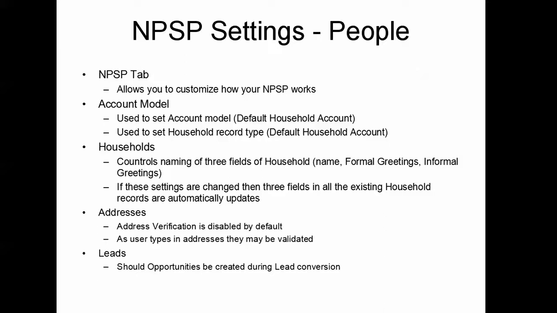NPSP 3 also has added a feature called address verification. What this does is that any address that the user is typing in, it will connect to a third-party API, for example, Google API, and check whether the address is valid or not. So as you save the address, it may generate a warning. By default, address verification is disabled, but we can enable it through this particular settings tab.